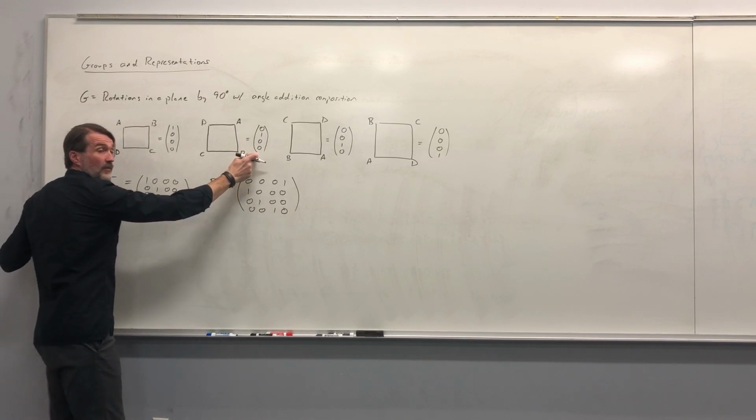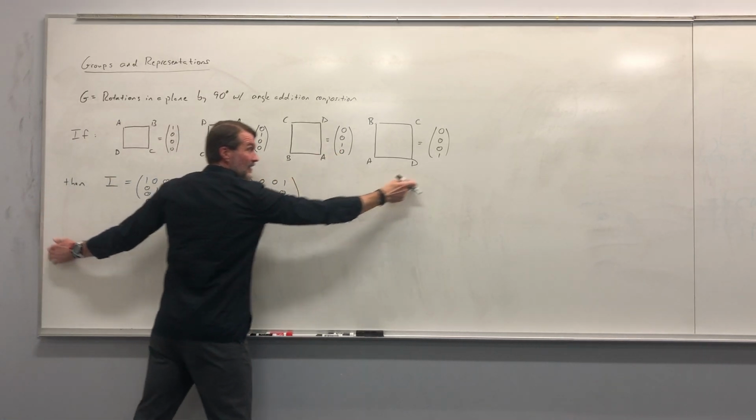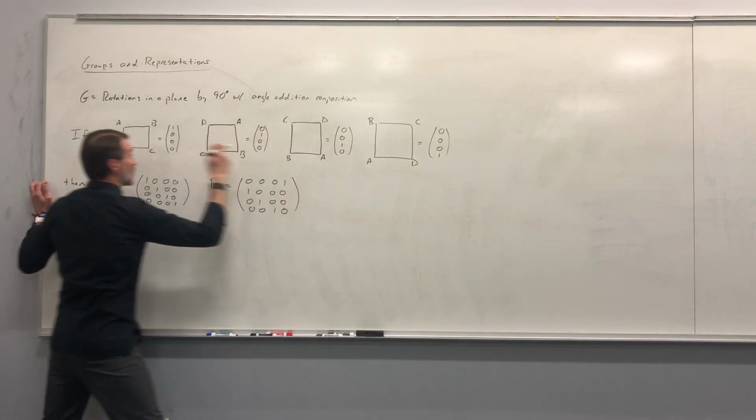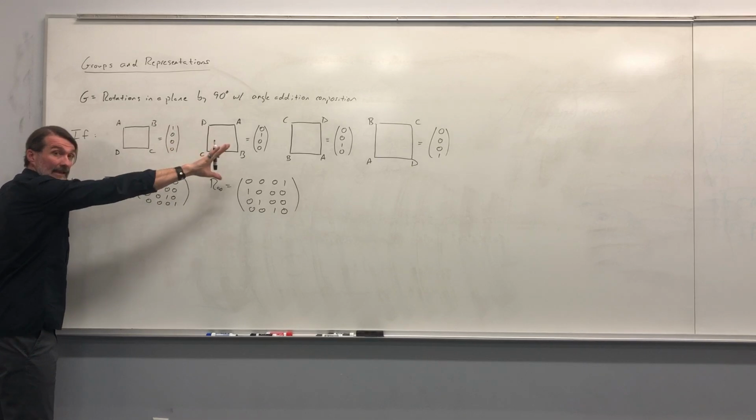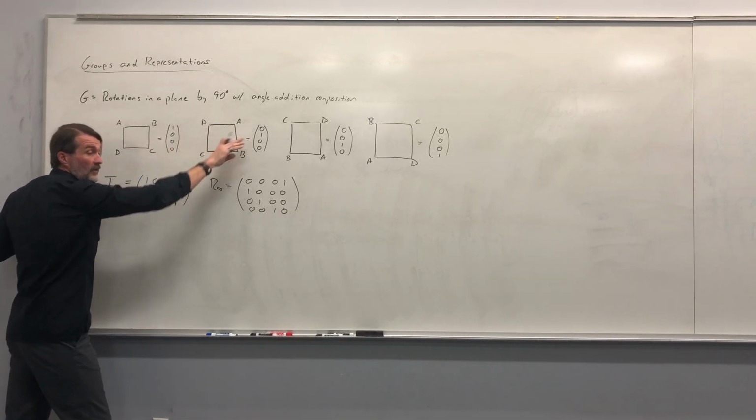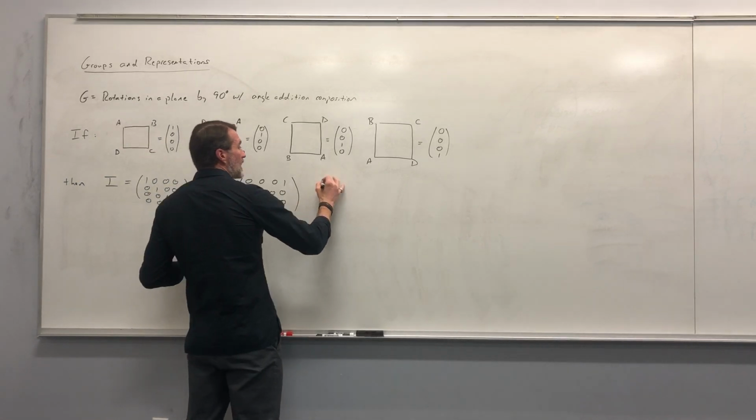What if I hit this with R90? I'll get this. What if I hit this? I'll get this. What if I hit this? I'll go back to here. So the R90 can be applied to any of these, and it will just transform you one to the right. Okay? Now, R180.